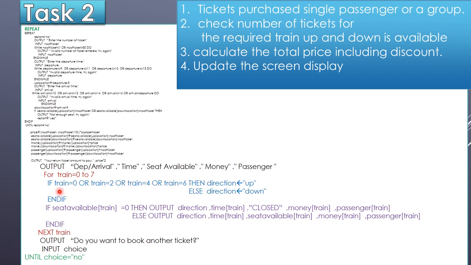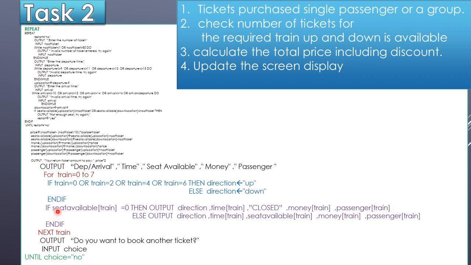The 0th train is an up train, as well as 2, 4 and 6. These are the up trains. We are going to show the direction to be up. If not, locations 1, 3, 5, and 7 are the trains coming down, so the else part will work, and it is going to show their direction to be up or down.